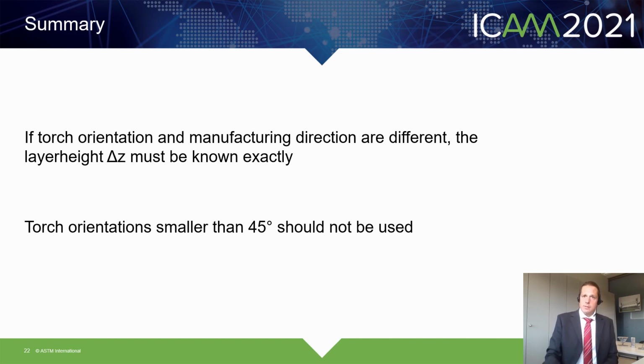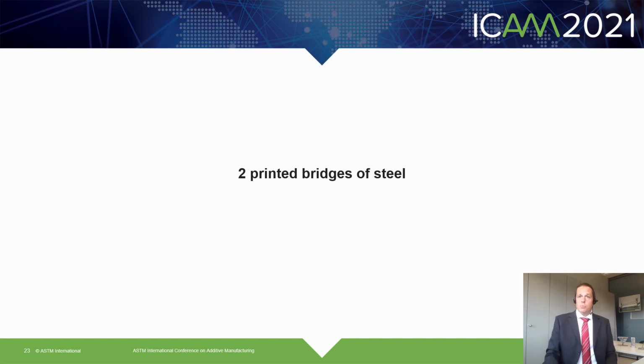In the examples I have shown you, you could see that we can print cantilevered structures nearly mid-air, which opens up completely new possibilities of structures that can be manufactured. And therefore, I want to present you two bridges of steel that were printed with the wire arc additive manufacturing.